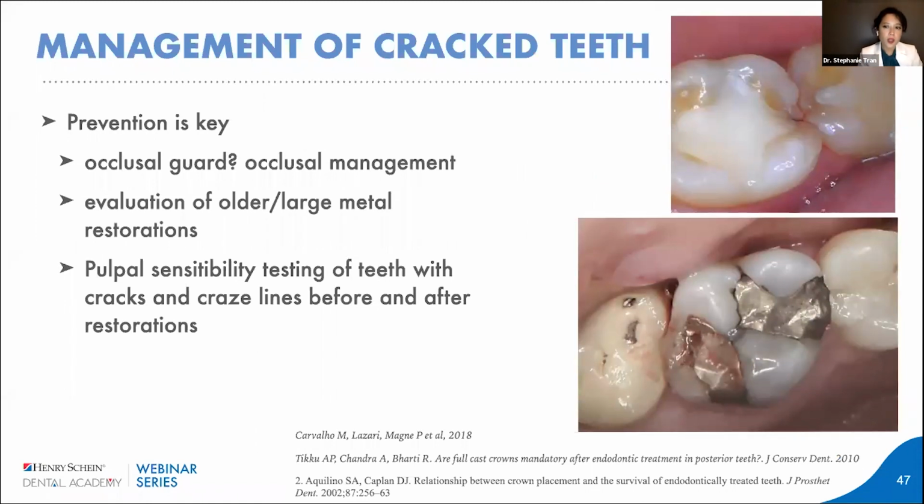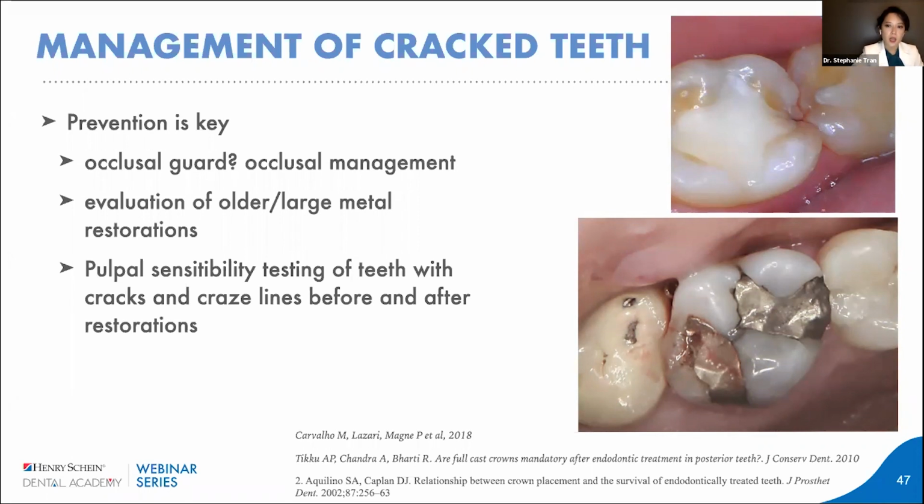So not only are we evaluating for small cracks right from the beginning, that doesn't mean that teeth with cracks always need a crown. It's about looking at the overall patient's occlusion, the existing restorations, and if there are some concerns about cracks already, especially doing pulpal sensibility testing of teeth for cracks and craze lines before larger restorations are placed. For example, if a crown is going to be placed on a tooth that has an existing crack, it's definitely better to have a pulpal test of that tooth first, some sensibility testing, to confirm that it's not pulpally involved already before the crown is done.